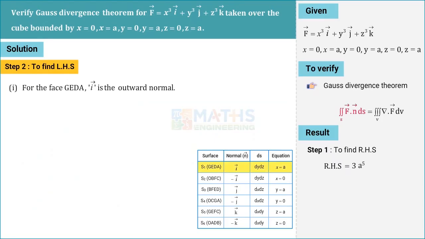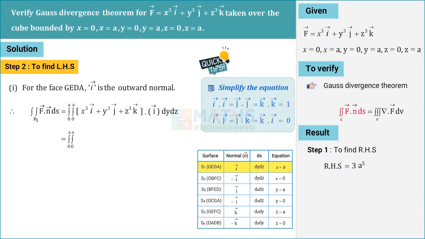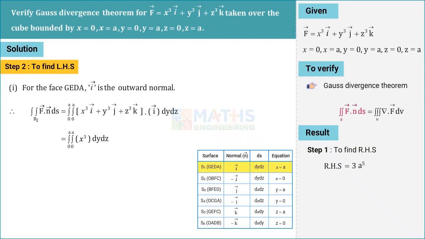Let's start from the first surface. Double integral over S of F vector dot n vector dS is equal to, we replace F vector value dot the corresponding n vector value, that is i vector. Here dS is dy dz. We apply dot product, so we multiply ith components together. We have x cube dy dz.